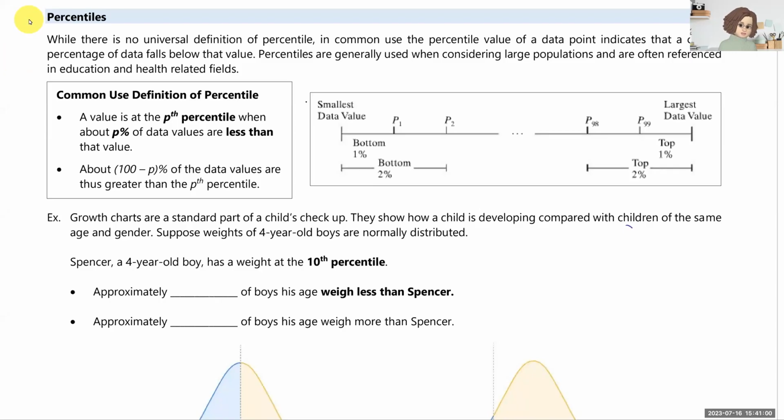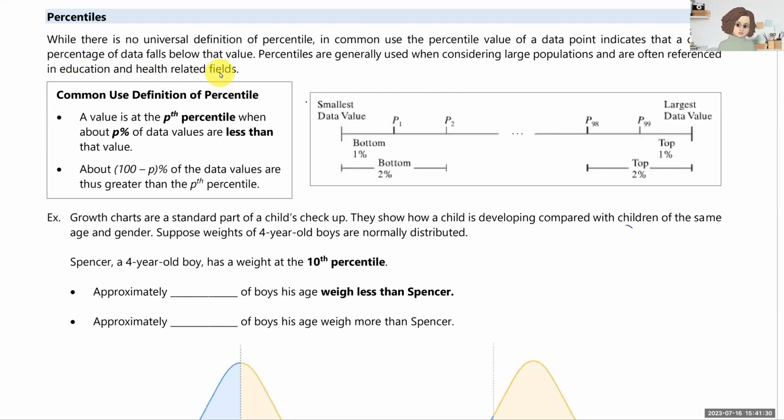Welcome. Next, we'll take a look at another way to measure positioning or relative standing. And it says, while there's no universal definition of percentile, in common use, when you refer to a percentile value of a data point, it indicates that a certain percentage of data falls below that value. So generally, percentiles are used with large populations, and you see them referenced frequently in education and health fields.